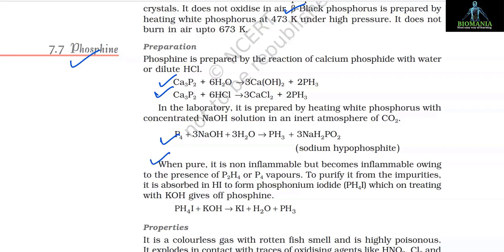When pure, it is non-inflammable but becomes inflammable owing to the presence of P2H4 or P4 vapors. To purify it from the impurities, it is absorbed in HI to form phosphonium iodide, PH4I, which on treating with KOH gives off phosphine. PH4I + KOH gives KI + H2O + PH3.